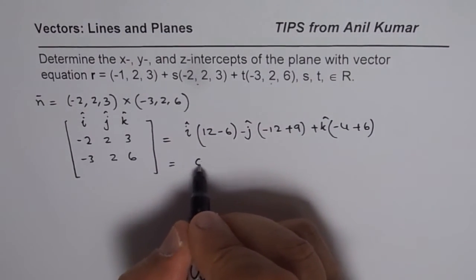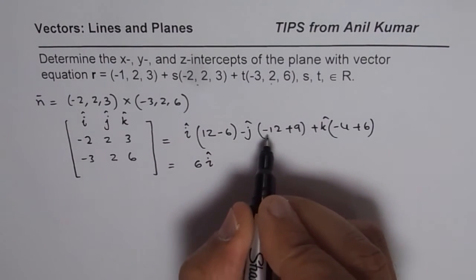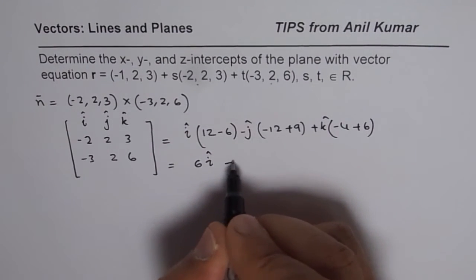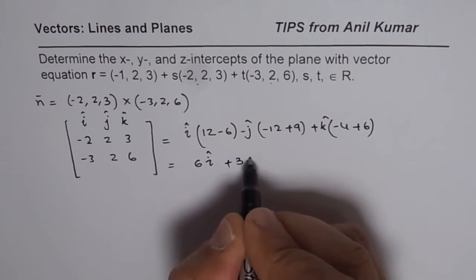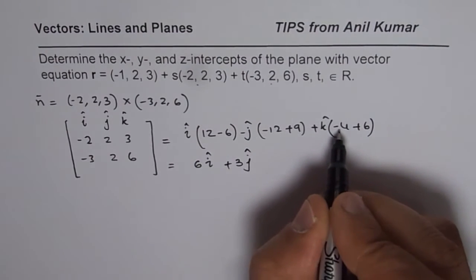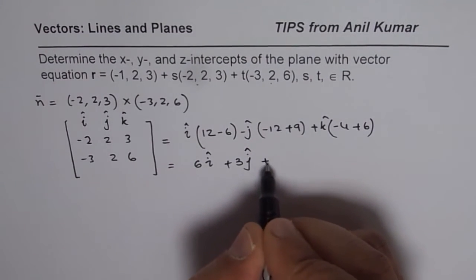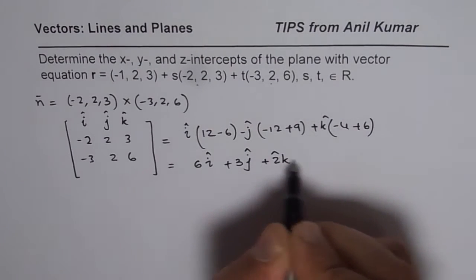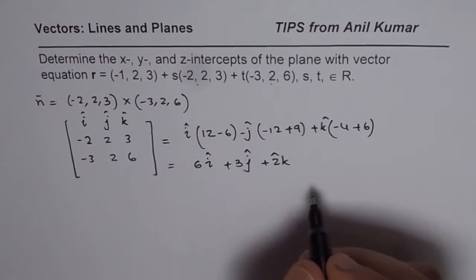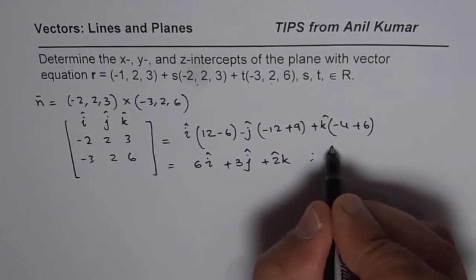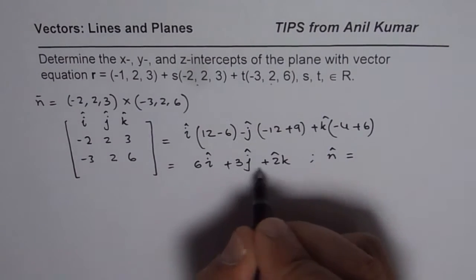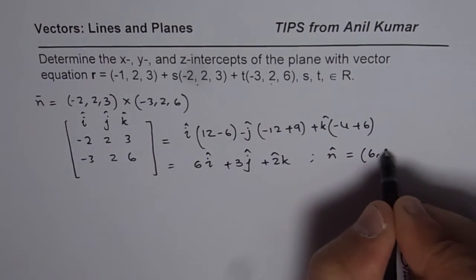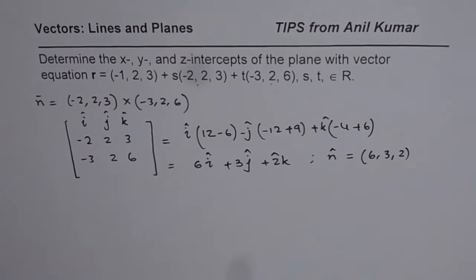12 minus 6 is 6, so we write 6i, and minus 3 with the negative sign makes it plus 3j. Here we have plus 2k. So the normal vector for us, we could write as (6, 3, 2). So that is the normal vector.